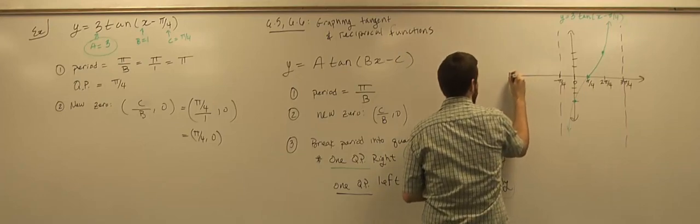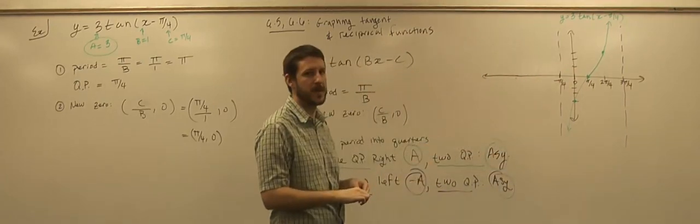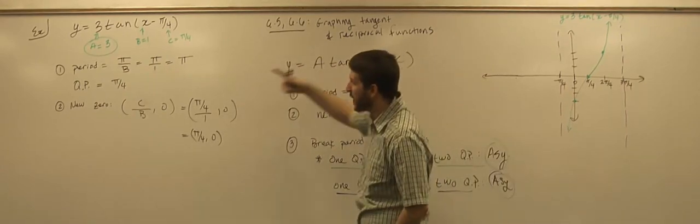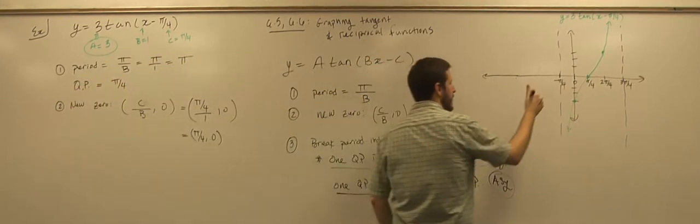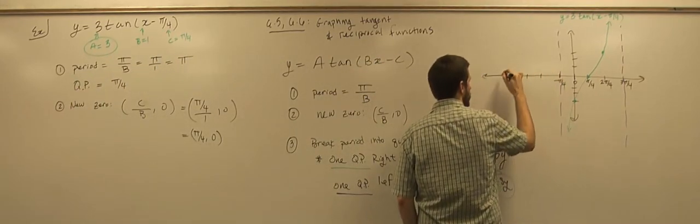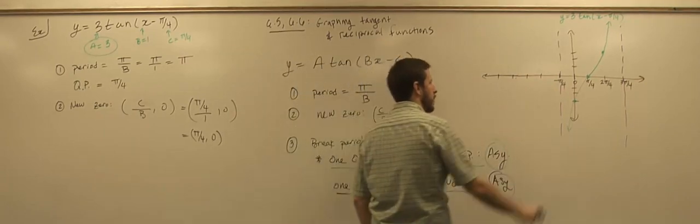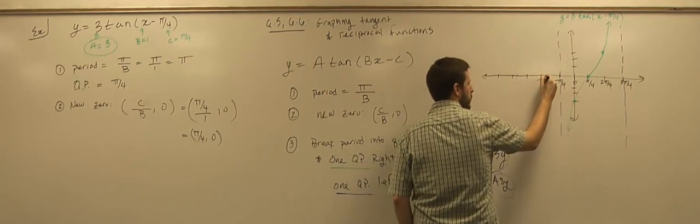Okay. So let me go to the left because there's not as much room to the right. Because I asked you to graph 2 periods, I would keep going. If I know my quarter periods, I'm just going to mark them as I go back. I need to go back 1, 2, 3, 4 quarter periods for another period. And what am I going to mark this guy? Negative 2 pi over 4.